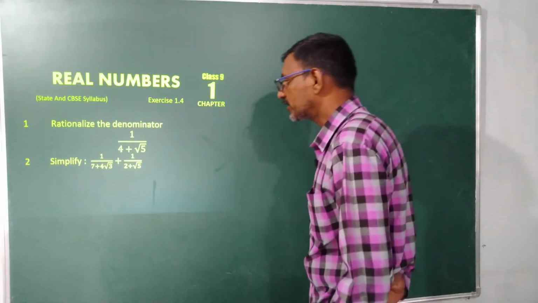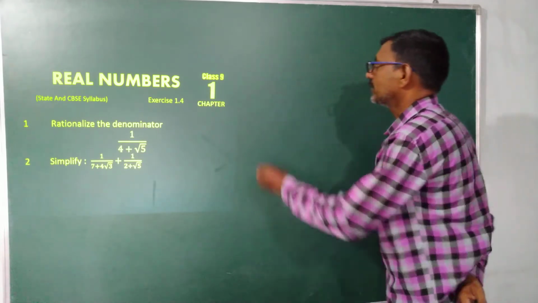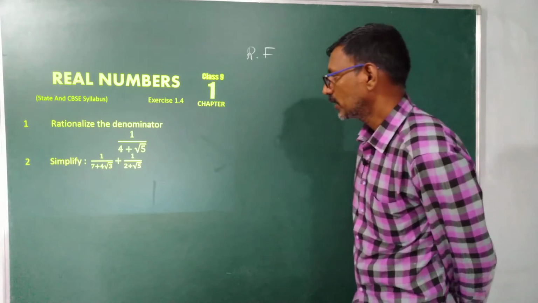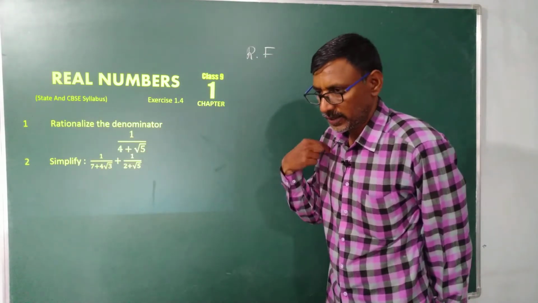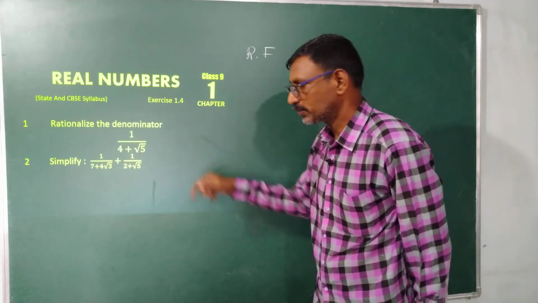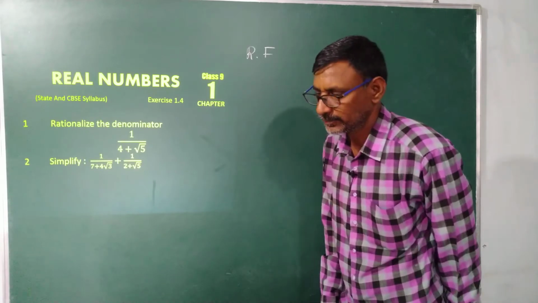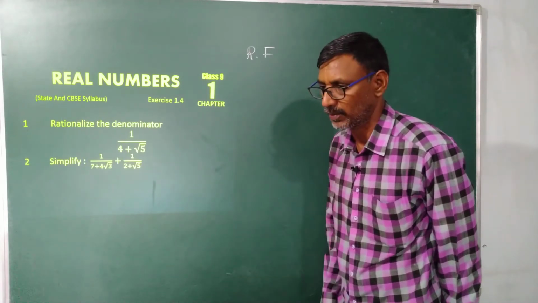Okay. In the last video we discussed RF. RF is nothing but rationalizing factor. Rationalize the denominator. We already discussed this problem. Let us recall it once, and then we'll go to the second problem. We have two problems. This is the first problem and this is my second problem.